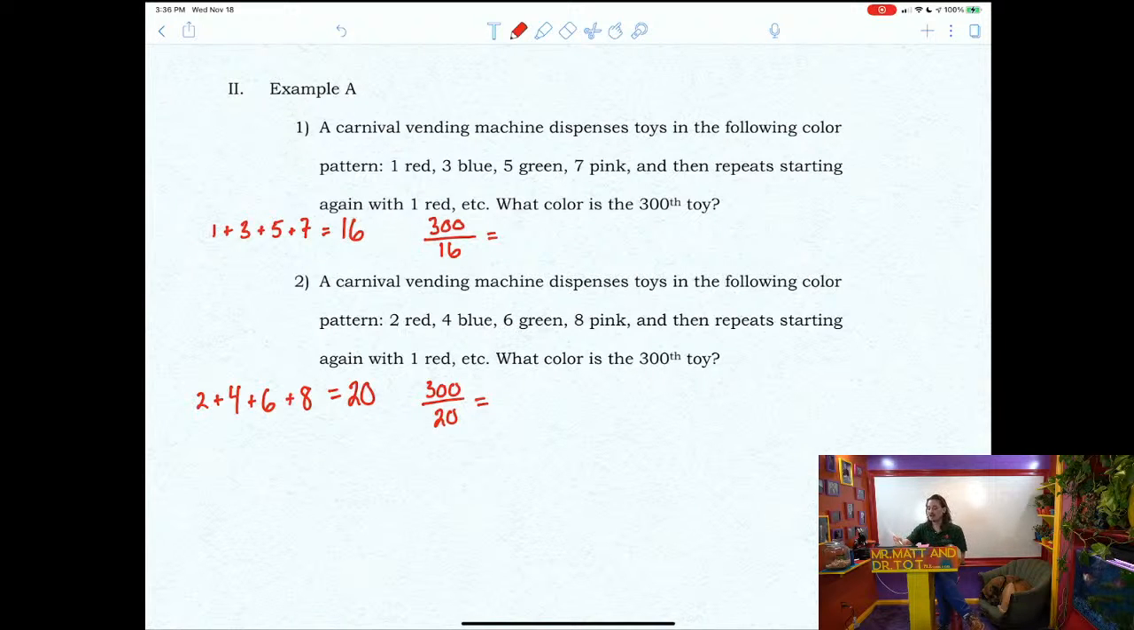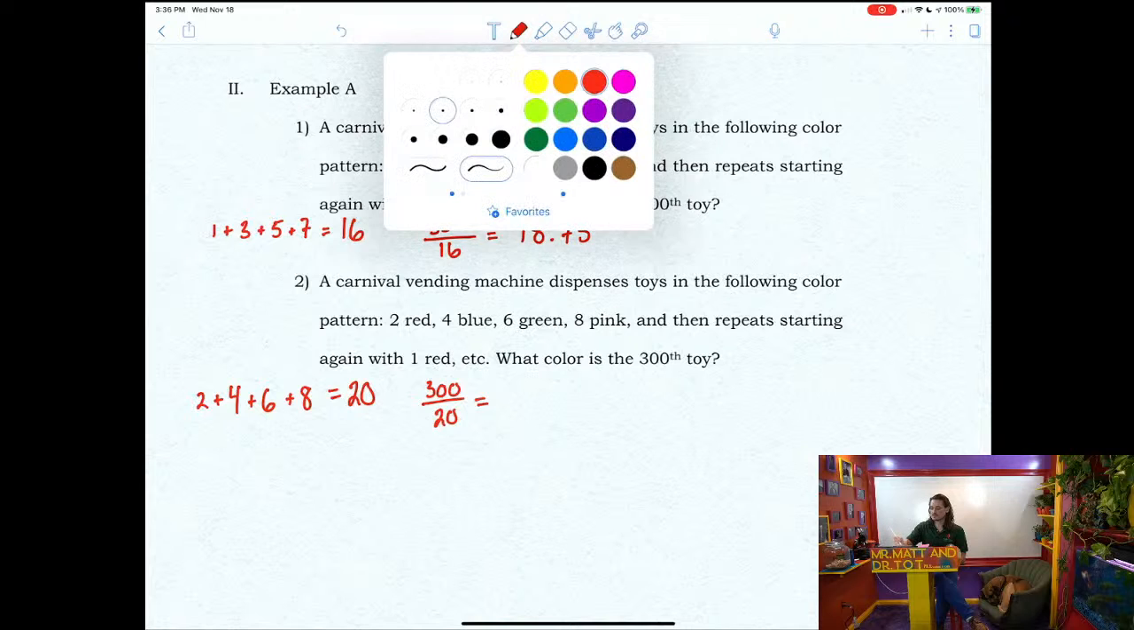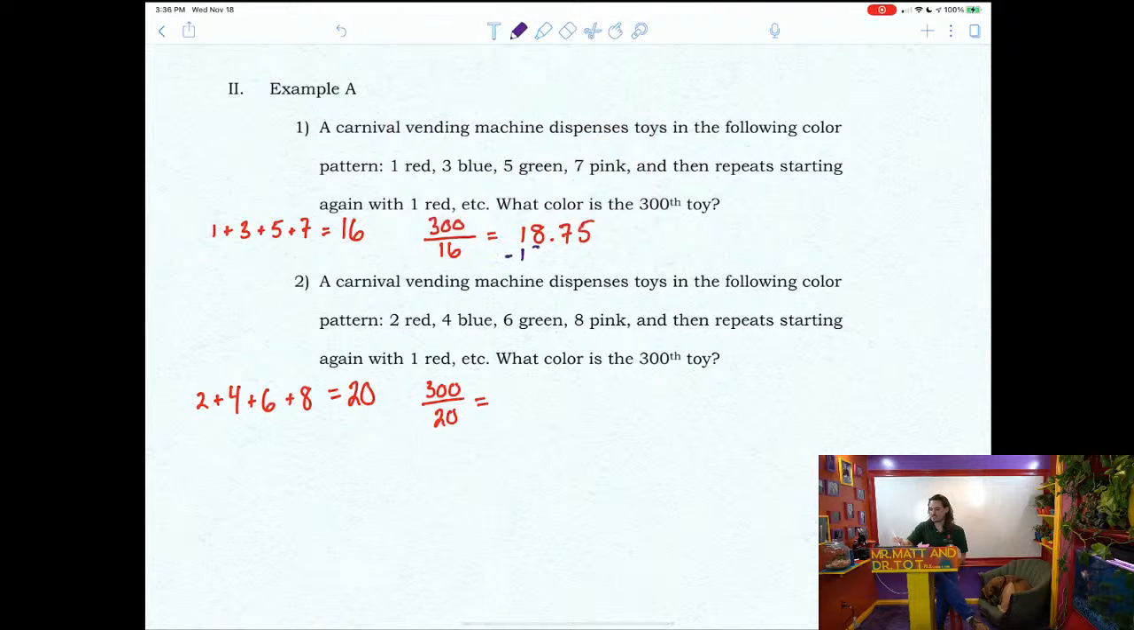Number one, if we take 300 total toys and divide it by the 16 unique color positions that we're investigating, then 300 divided by 16 is going to be 18.75. We're not interested in the 18. That means that there are 18 complete repetitions of this color pattern, but that's not what they ask about. They ask us what color the 300th toy lands on. So we're going to back out the integer value of 18 and investigate this remainder of 0.75.